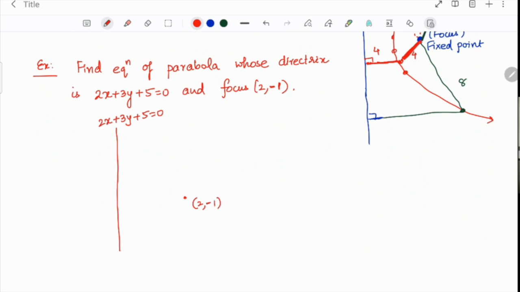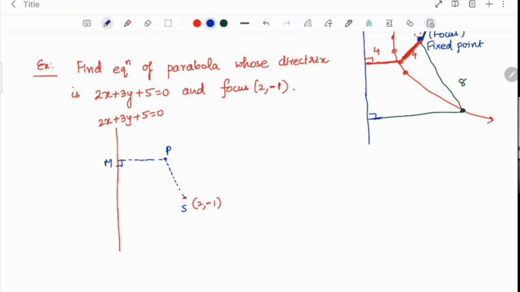What I need is to collect the points, I need the locus of this point. What is the specialty of this point? This should lie on the parabola, which means its distance to the focus should be the same as its distance to the directrix.